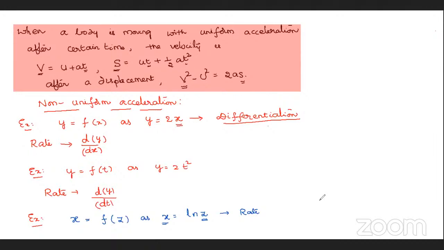So here I am writing this rate as d by dz of x. So you understood the differentiation form. In this differentiation, while using it in our physics, we require a few formulae.